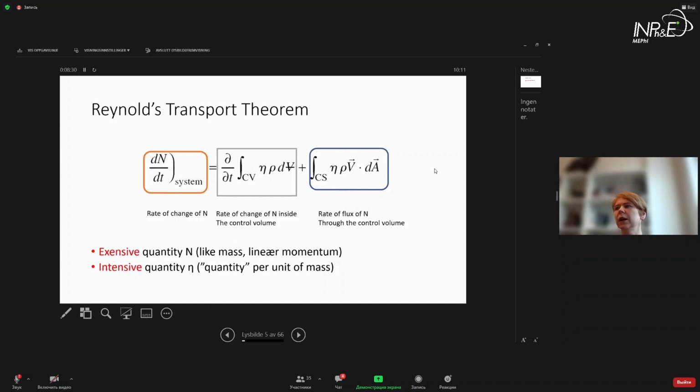dividing by mass. And so Reynolds transport theorem just tells us that the rate of change of quantity N, it may be energy, for example, it may be mass, equals the rate of change of this quantity inside the control volume. That's why we're integrating over the CV, which is the control volume, multiplied with density in an infinitesimal volume, and how it changes with time, plus the rate of flux of this quantity through the control volume. And every physical quantity can be expressed in this way. So this is a very fundamental theorem.